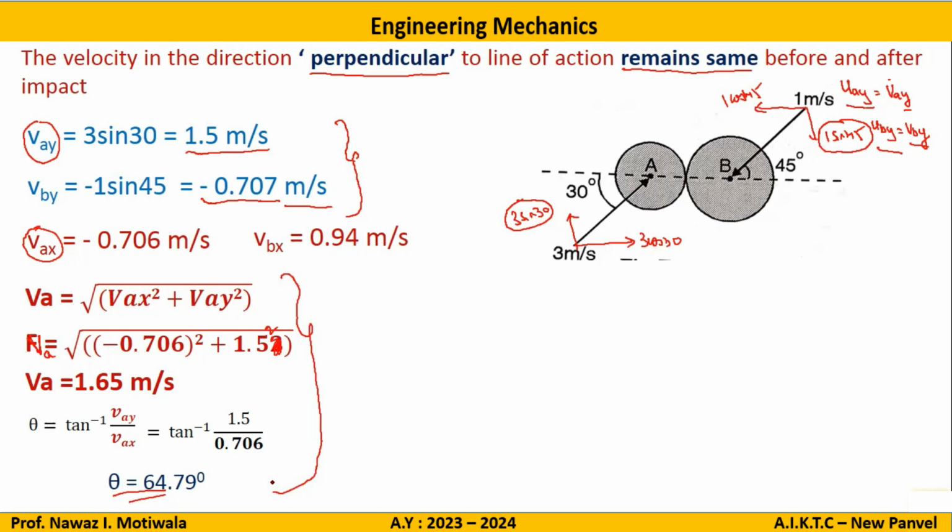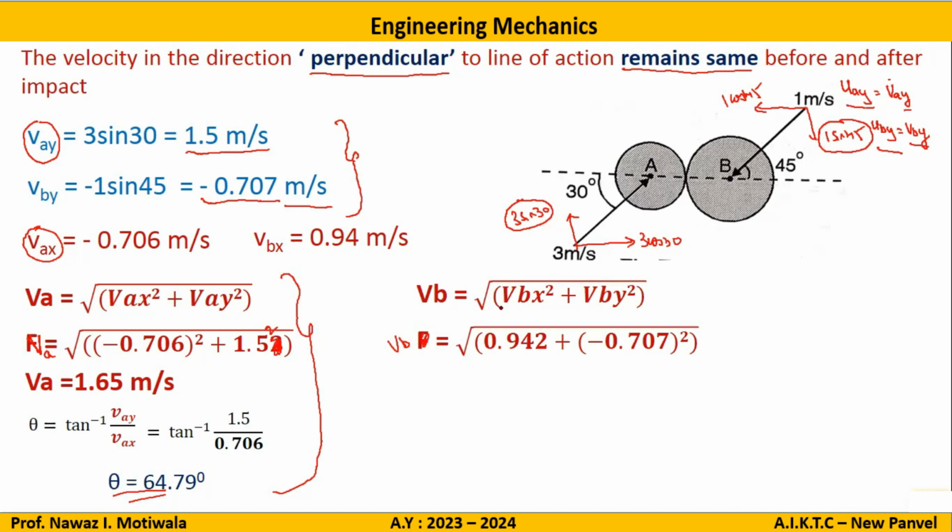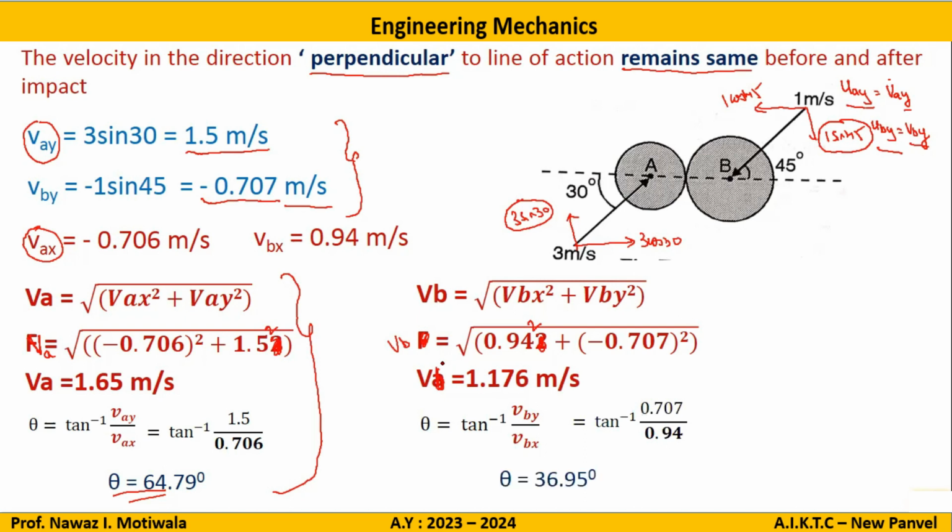Similarly for ball B, I will write VB is equal to root of VBX square plus VBY square. Substituting the values, I will get 0.94 square plus minus 0.707 square. On solving this equation, I will get the answer for VB as 1.176 meter per second, and theta I will get as tan inverse of VBY by VBX. On substituting the values, I will get the answer for theta as 36.95 degrees. So with this we have found out velocities of both the balls after impact, which was asked in the question. Thank you.